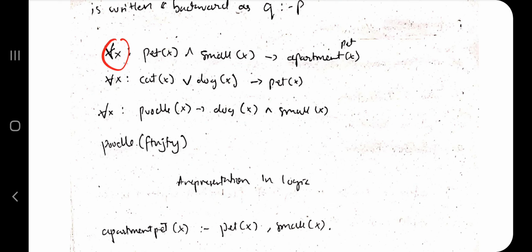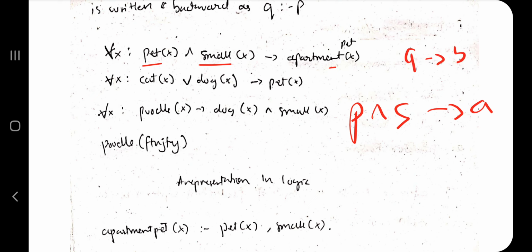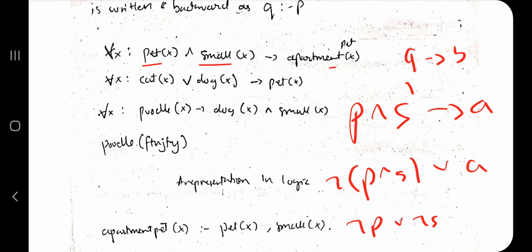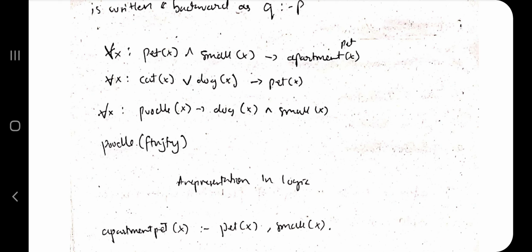For all x, pet x and small x implies apartment pet of x. If pet x is there and small x is there, what does that imply? Apartment pet of x. So let me take it as P, S, A. P and S goes to A. Now if I convert this using the formula, A goes to B can be written as not A or B. In the same way, if I do this one also, what I will be getting is not of P and S, or A. What is not of P and S? Not P or not S or A. This is the final thing I need to get, right? That's what we'll be writing here.